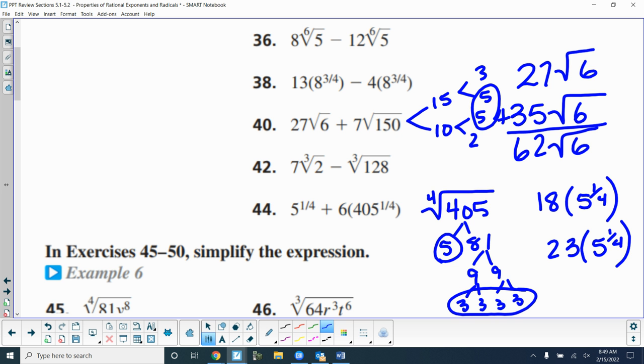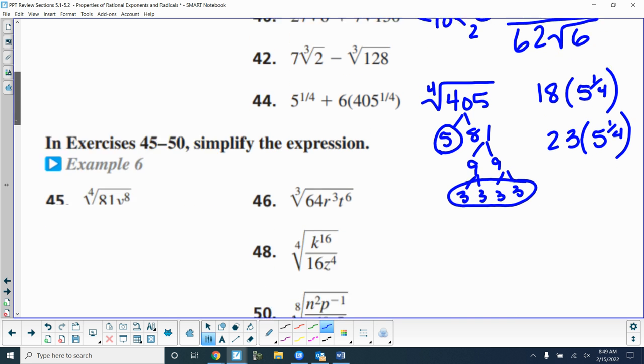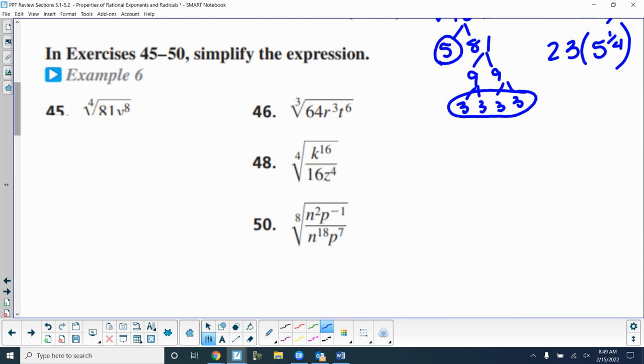All right. 46, 48, and 50. 46 is 4RT to the second. 48 is K to the 4th over 2Z. And 50 is 1 over n squared p. Any of those you'd like me to go over?